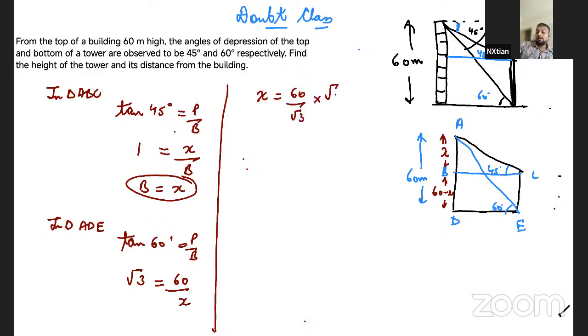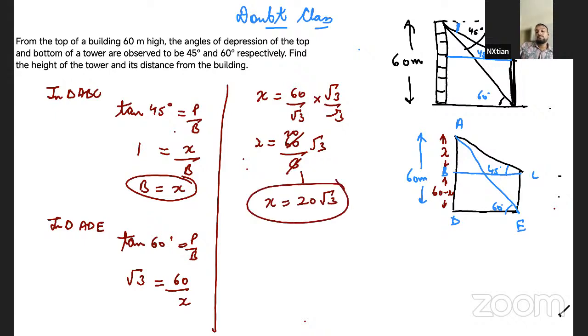I have to simplify it. x becomes 60 by root 3, and it becomes 20 root 3. So I got the value of x is 20 root 3. So this is the distance between the two buildings. Now we have to find the tower height.